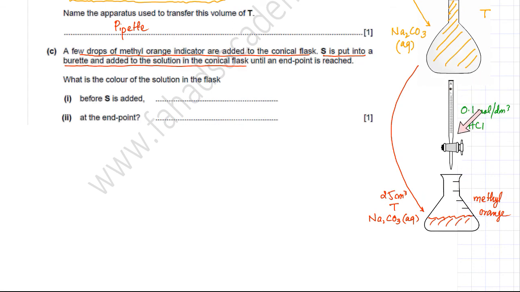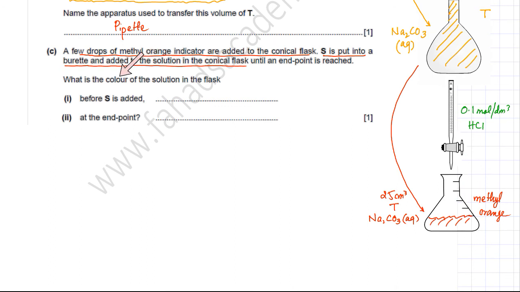This HCl is then slowly added to this conical flask which contains sodium carbonate. Remember that acids would react with carbonates. Acids and carbonates react to produce salt, water and carbon dioxide. So they're going to start reacting once you start pouring HCl into this conical flask.